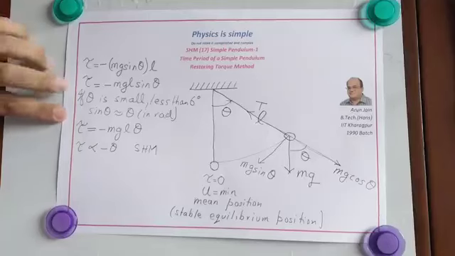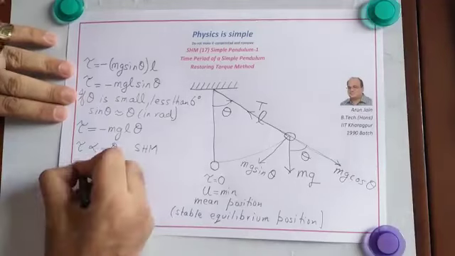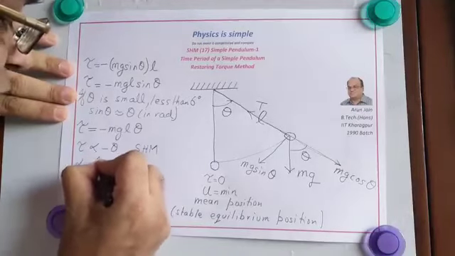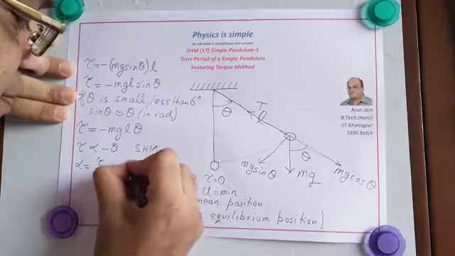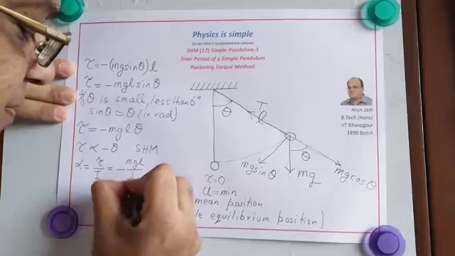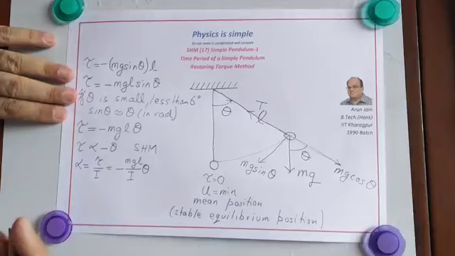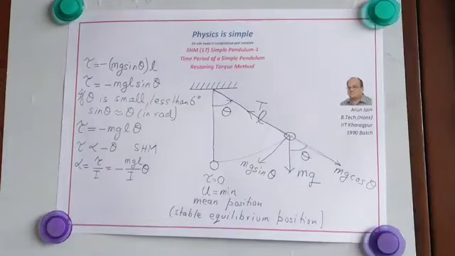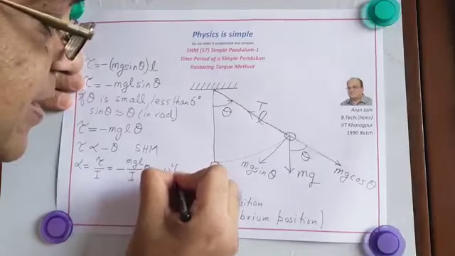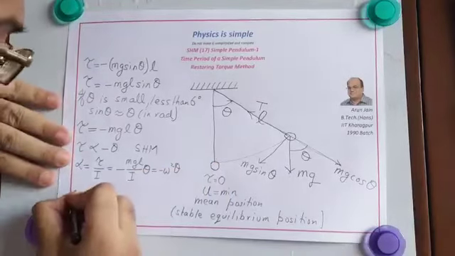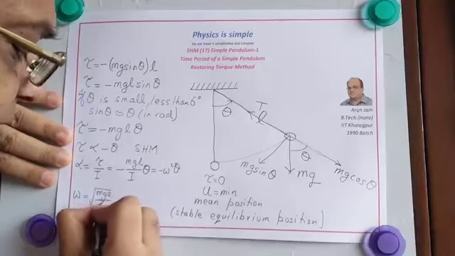In linear motion, F equals ma. In angular motion, torque is I alpha. So alpha becomes torque by moment of inertia. So minus mgl by I into theta. In angular SHM, alpha is equal to minus omega square theta. Therefore, this omega becomes root over mgl by I.